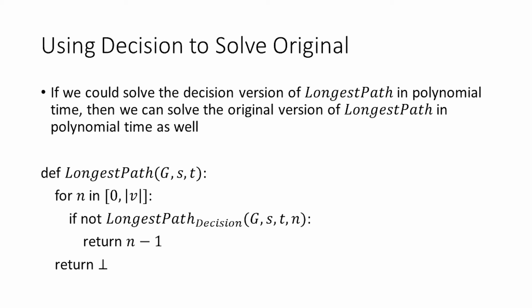And now we can see that the maximum number of times we're going to have to go through this for loop is going to be the same as the number of nodes in our graph, meaning that if we could solve the longest path decision problem in polynomial time, then we only have V times more time required to solve the original longest path problem. So if longest path decision was polynomial, then the original longest path problem can be solved in polynomial time as well.